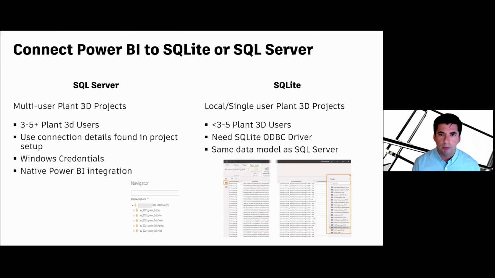Let's talk about SQLite. SQLite is typically used for local or single-user Plant 3D projects. Now, there is a little caveat. When you're using BIM 360, it also uses local SQLite databases as well as Vault. But with Vault, you would connect directly to the SQL Server.